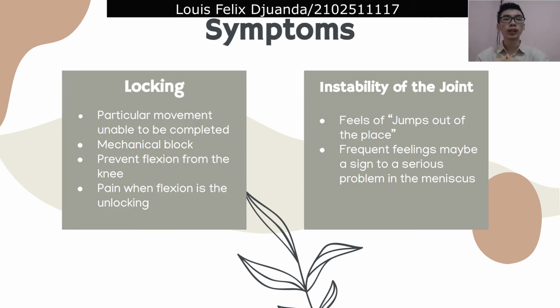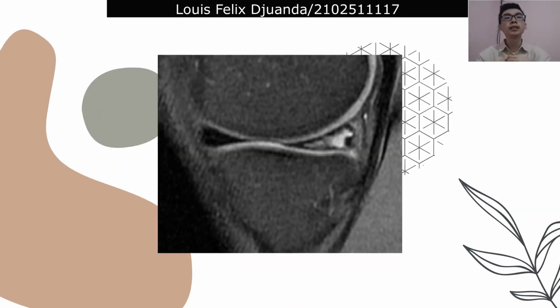The first one is locking. Locking is when the patient experiences a particular movement being unable to be completed. That is because of a mechanical block when there is a trapped meniscus between the articular surface of the knee. This still allows extension but prevents full flexion of the knee, meaning that your lower extremities can still do flexion but with limitations.